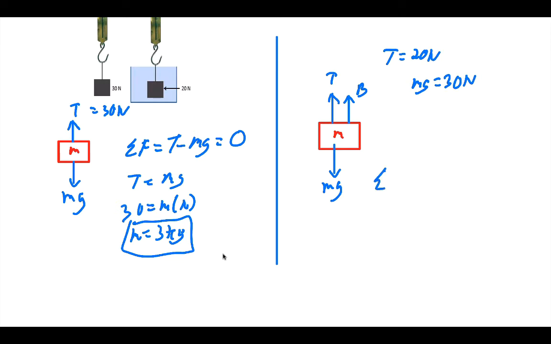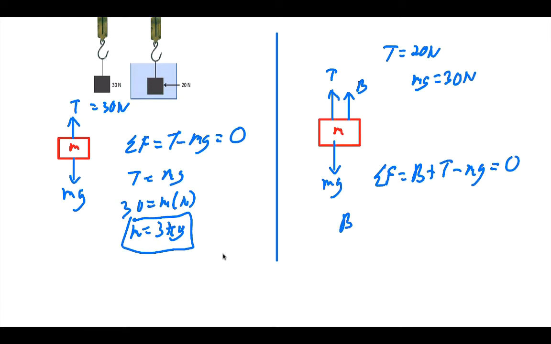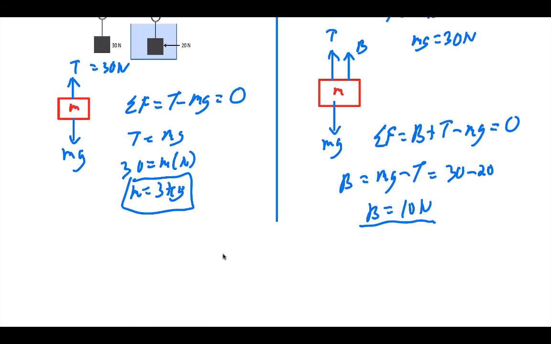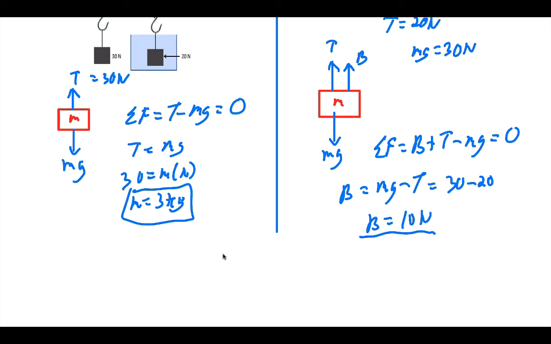So now if I sum my forces here, I have the buoyant force plus the tension minus the weight equals 0. Again, everything is in equilibrium here. Solving for the buoyant force means there is 10 newtons of buoyant force acting on that. Okay, so what can that help me with? Well, there's a couple things this can help me with.